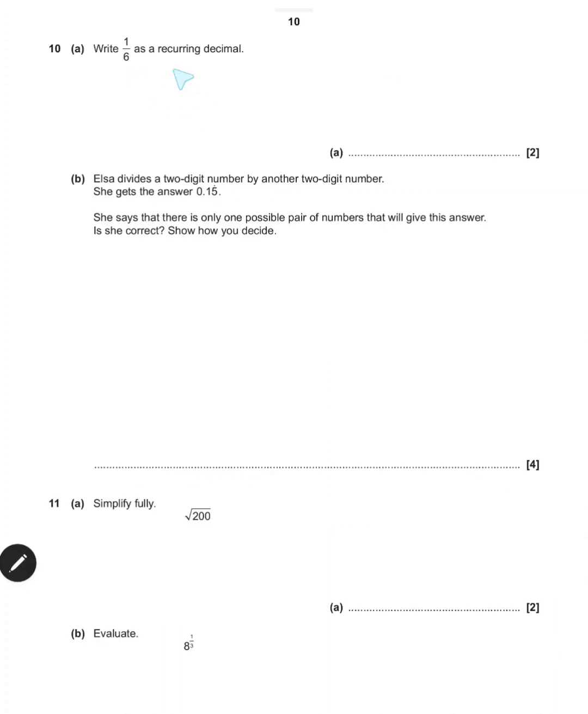Question 10, we've got to write 1/6 as a recurring decimal. Well, 1/6 can be seen as 1 divided by 6. So we're going to see how many 6's go into 1. The answer is 0. So we need some decimals and some digits to work with. 6's into 1 is actually 0 remainder 1.